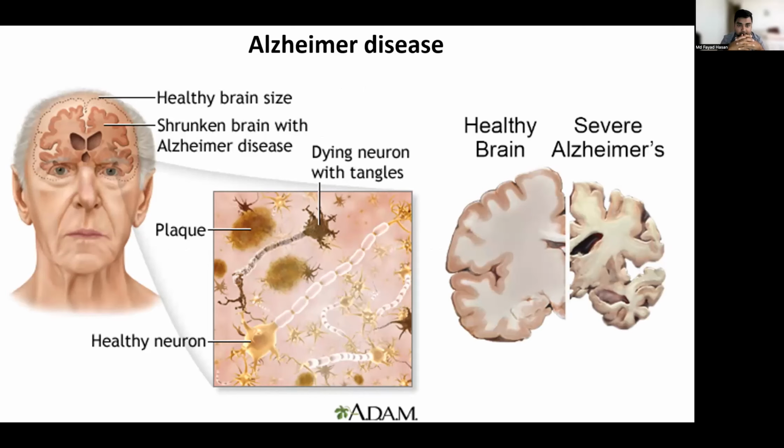In Alzheimer's disease, what happens is that in your brain there are a lot of plaques, or bad things that accumulate, and because of that your neurons start dying. Here you can see the left one is a healthy brain, and the right one is a severe, probably postmortem, Alzheimer's disease brain. In Alzheimer's disease, the neurons die so much that your brain actually shrinks.